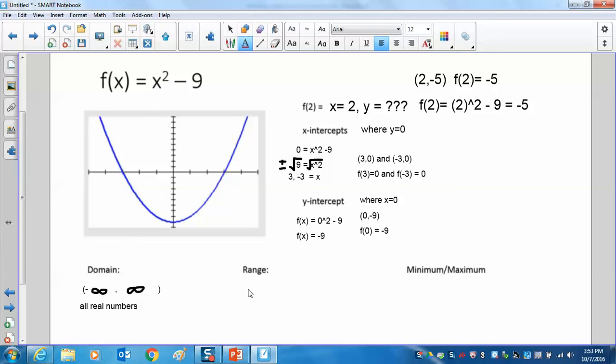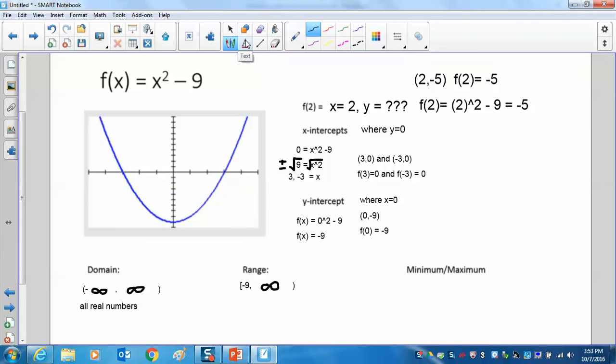Our range was not all real numbers, though. Our lowest y value was -9. So we use a bracket, we say -9, and then our graph goes up forever, so we'd say all the way out to infinity. Our range is from -9 on up, so from -9 to infinity.